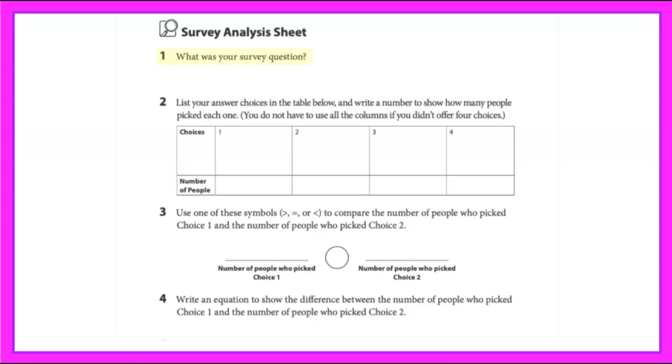So number 1 says, what was your survey question? Remember, our survey question was, what animal do you like best? Not our title, our survey question. So we fill that in there. Now let's look at number 2. List your choices in the table below and write a number to show how many people picked each one. Now this says you do not have to use all the columns if you didn't have 4 choices, but we did for this question and you will for your next question.